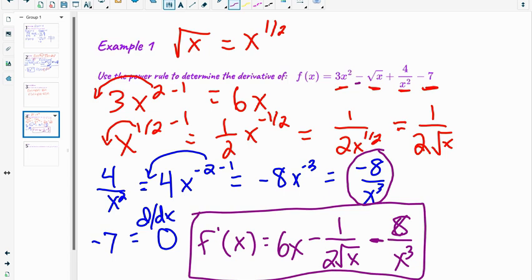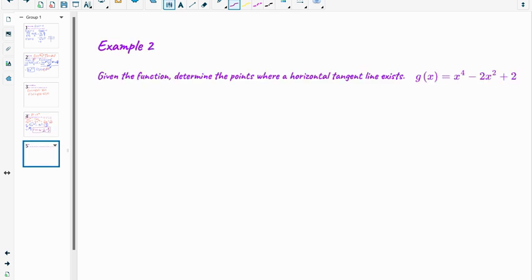All right, let's go over one more in the form of another problem that's going to be common when you see it more and more throughout not only this unit, but this entire class. This is a very common question. Given the function, determine the points where a horizontal tangent line exists. So this means if we were to graph this function, we have certain points. Remember, those are always the peaks and the valleys of the graph, okay? Those points right there are where we have horizontal tangent lines.